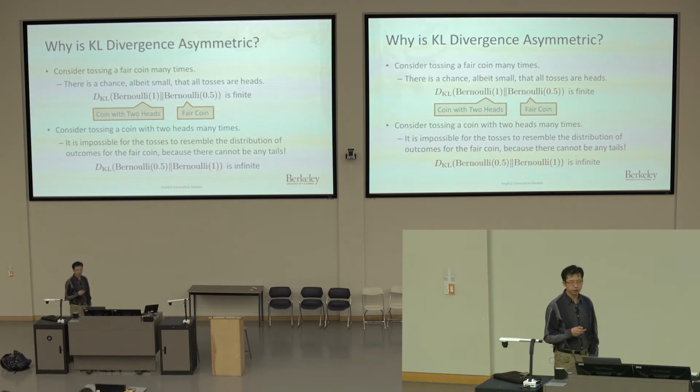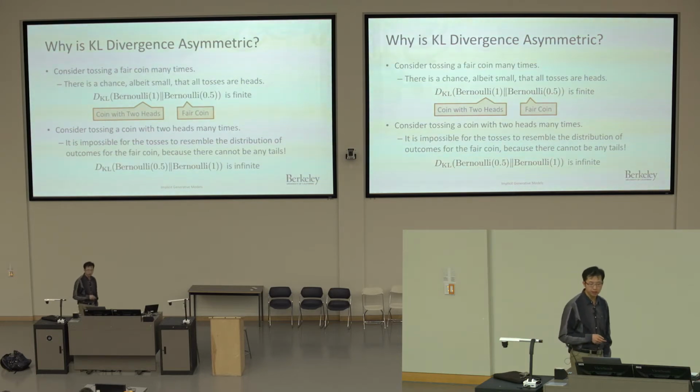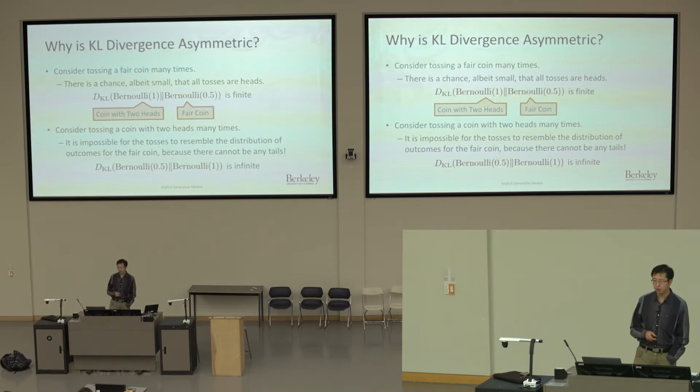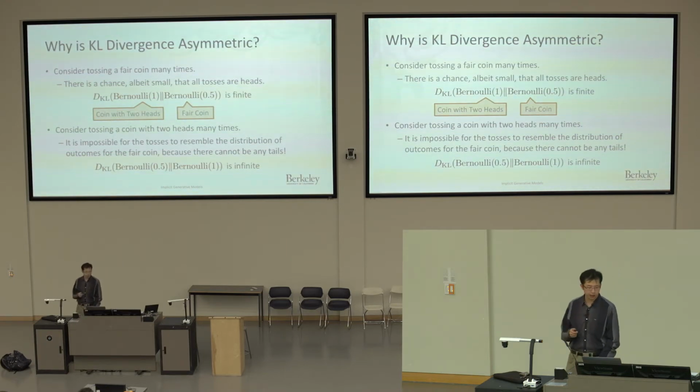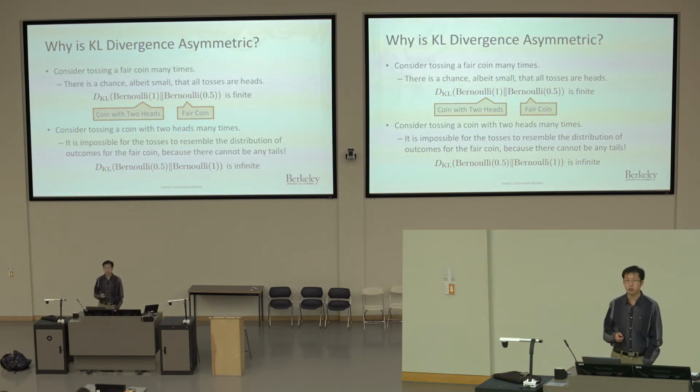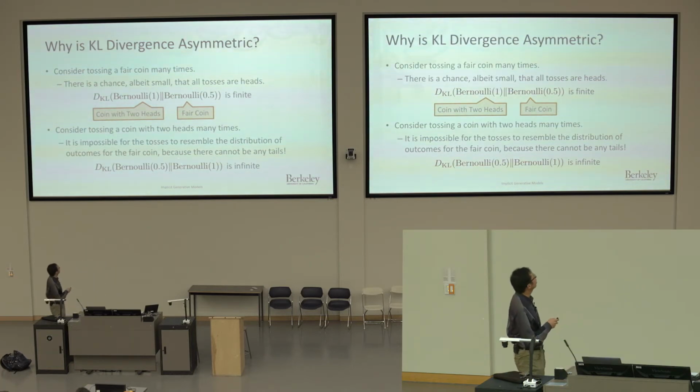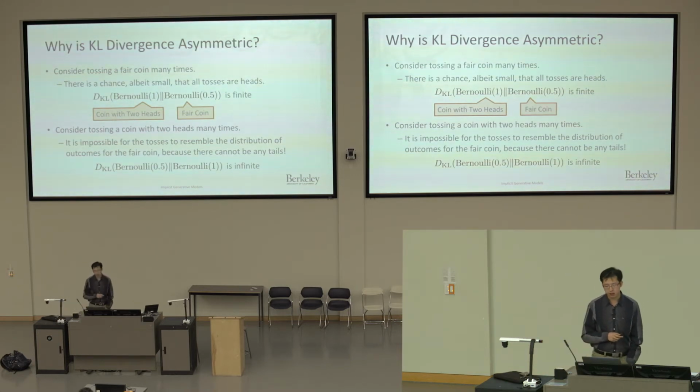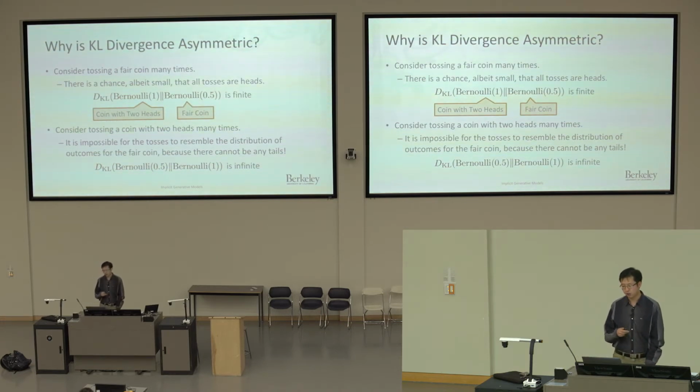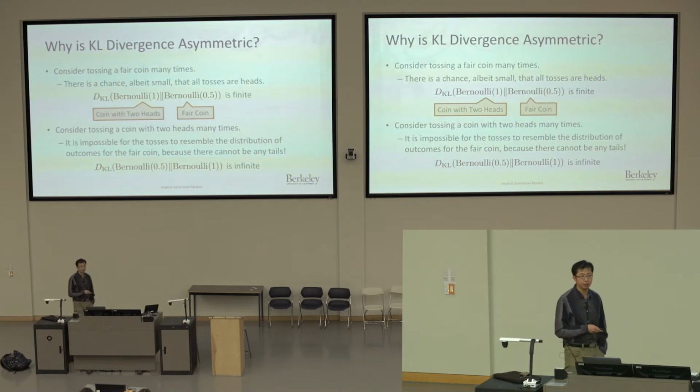On the other hand, if you toss a coin with heads on both sides many times, then it is just not possible for a tail to appear in any of the tosses, just because there is no tail. So it's not possible for the tosses to resemble the distribution of outcomes for a fair coin. That tells you that the KL from the coin with heads on both sides to the fair coin is going to be infinite. No matter how hard you try, you're never going to have a non-zero probability of the sampling distribution coinciding with the distribution that you're comparing to.